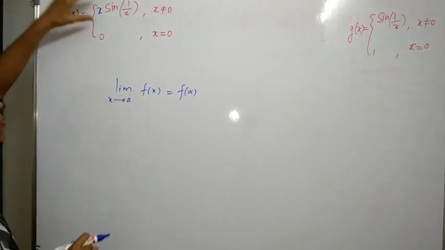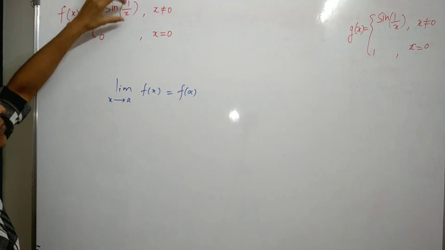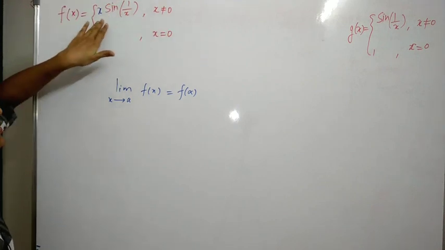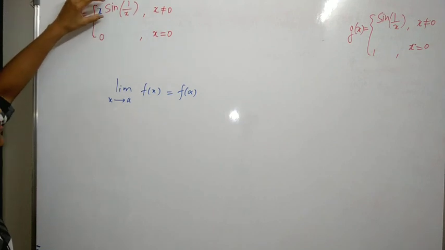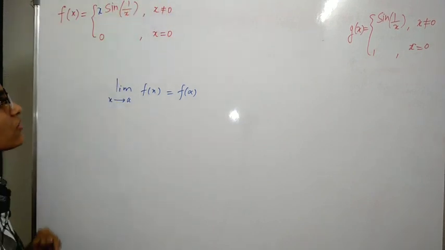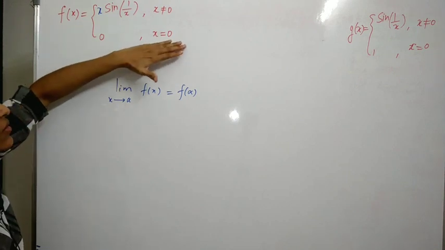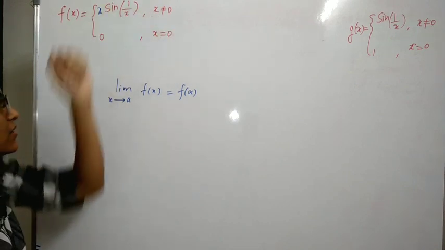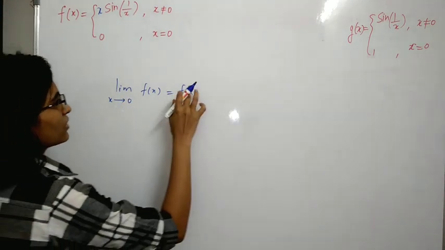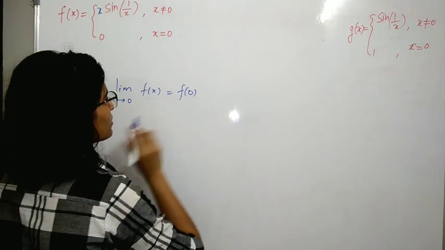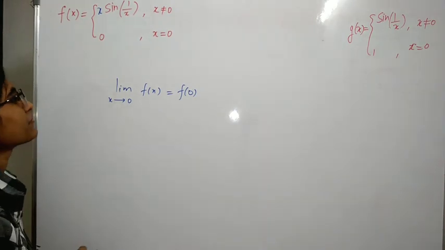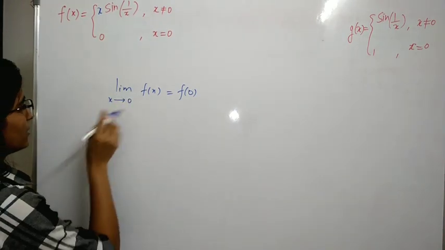Now look at this function, x times sine 1 by x. This sine 1 by x is continuous for x not 0. x is a continuous function, so the product is a continuous function for x not 0. So the only question is about the point x equal to 0, right? So let us check the continuity at x equal to 0. We just have to check whether this limit is equal to f of 0 or not, right? Now find out this limit.